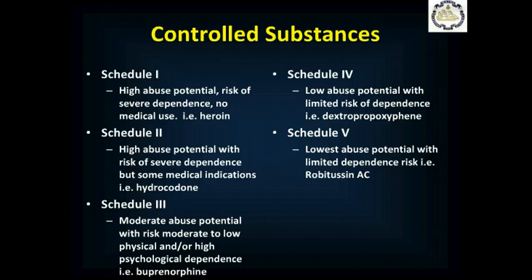It's an oral medication. Schedule 3, there's a moderate abuse potential. The risk's lower for physical dependence, but there is a risk of psychological dependence, and that's buprenorphine, similar medications. So a little less addiction potential than the Schedule 2, but still there. Schedule 4, there's a very low abuse risk, and some risk of dependence. There are some people who take things like dextropropoxyphene who become addicted. And then Schedule 5 is your lowest abuse potential, so Robitussin AC. There are people who abuse Robitussin AC, but the risk is fairly low.